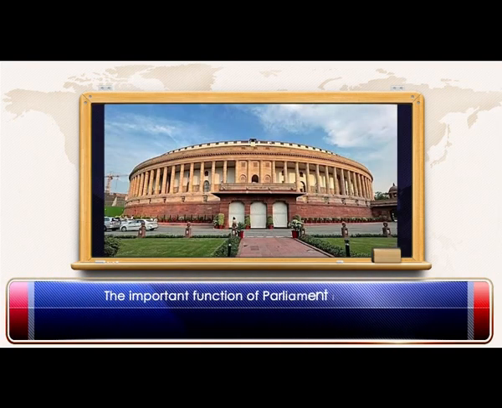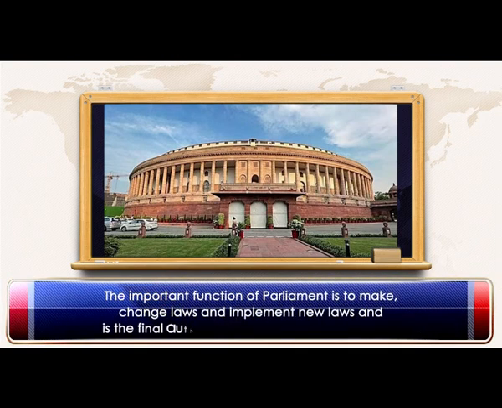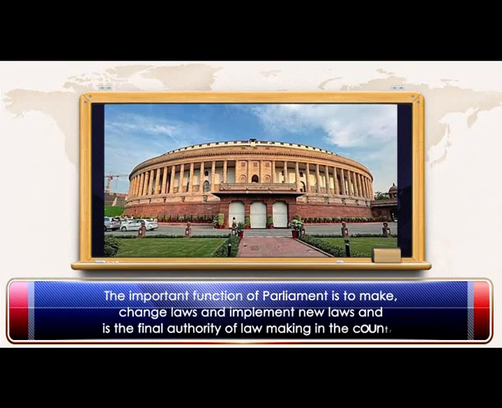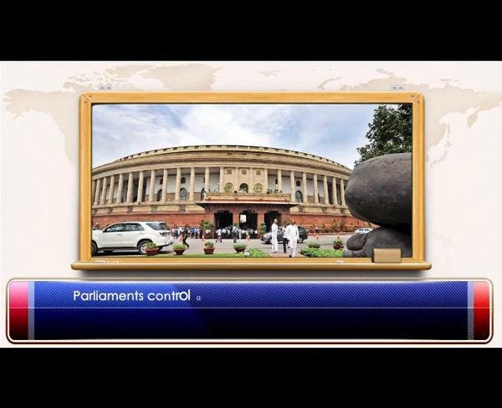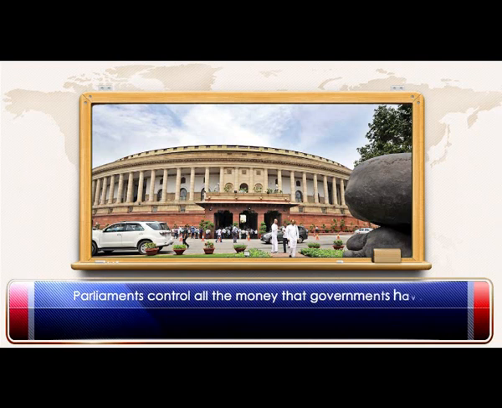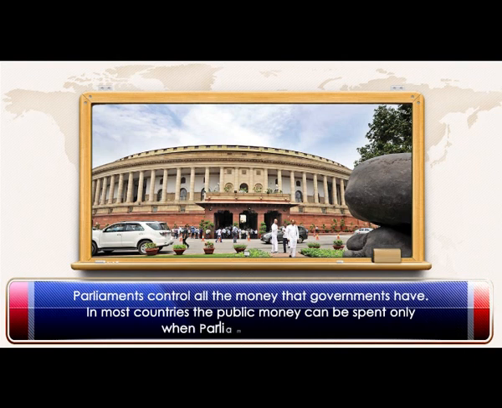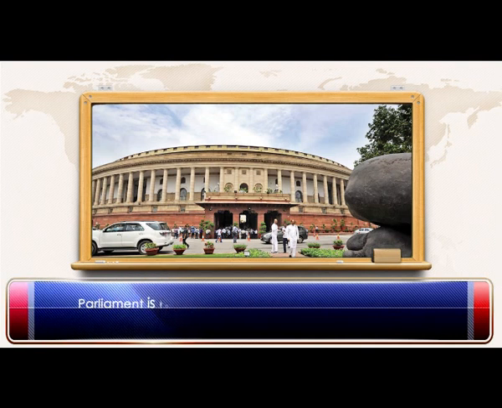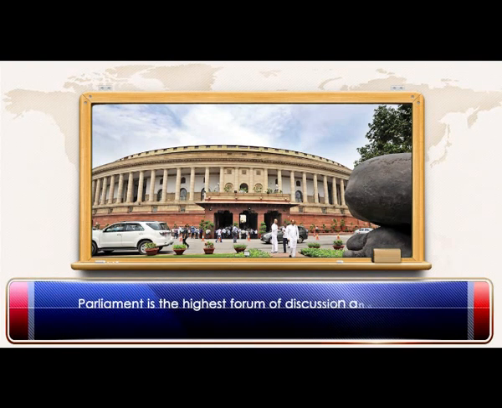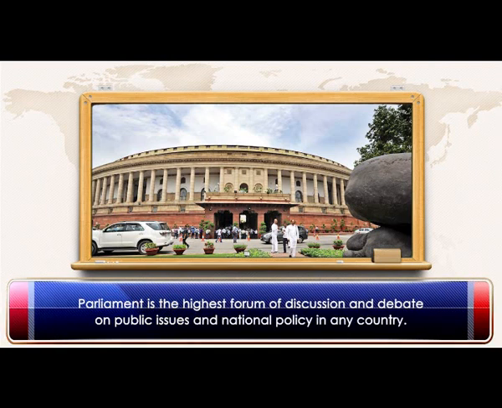The important function of Parliament is to make and change laws and implement new laws, and it is the final authority of lawmaking in the country. Parliaments control all the money that governments have. In most countries, the public money can be spent only when Parliament sanctions it. Parliament is the highest forum of discussion and debate on public issues and national policy in any country.